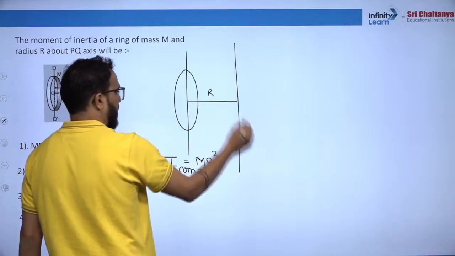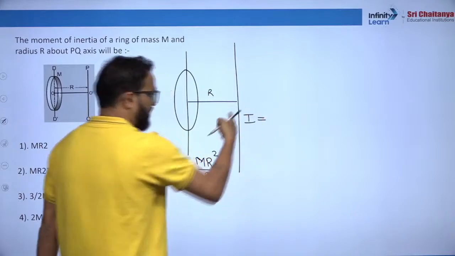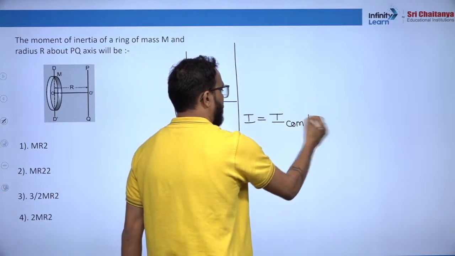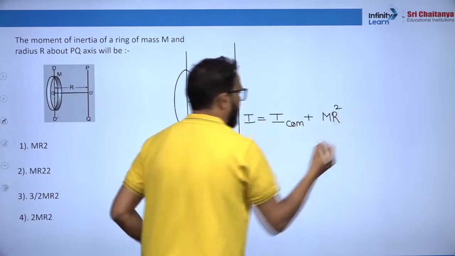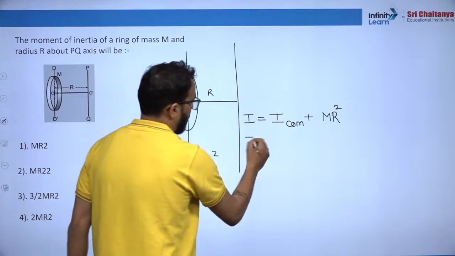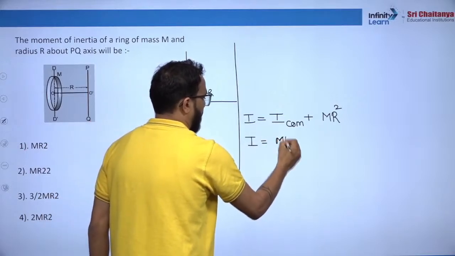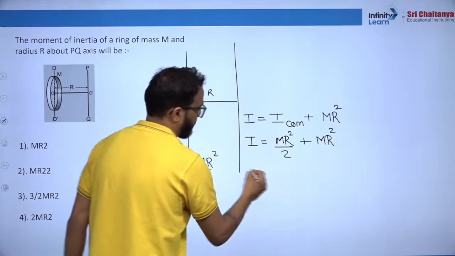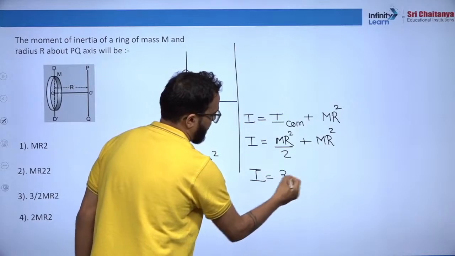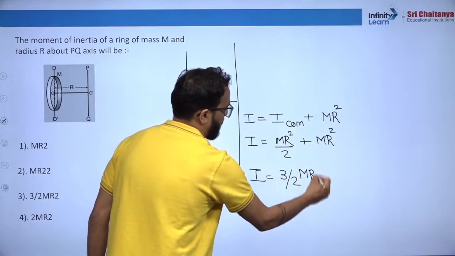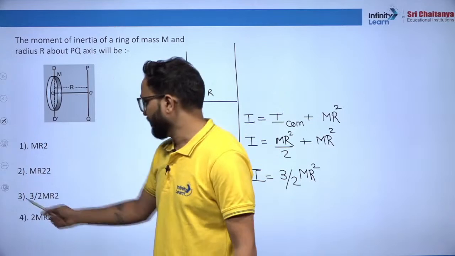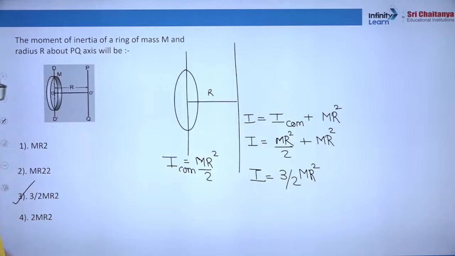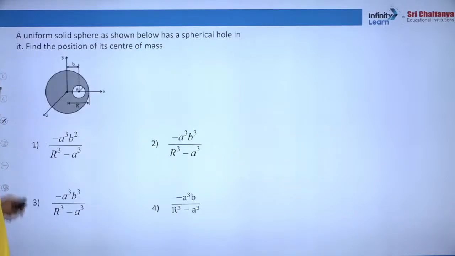Now this distance is r. So moment of inertia about this axis will be what? You will say, sir, using parallel axis theorem, the answer should be this. Okay, so I will be how much? mr square by 2 plus mr square. I guess the answer will be 3 by 2 mr square. Which option is correct? Third option is correct. Are you guys understanding this? Yes? Fantastic. Okay, let's move on to this question.